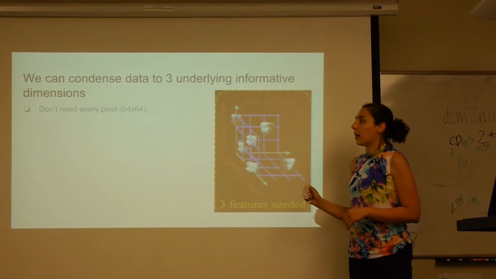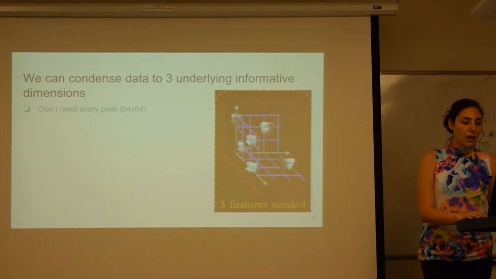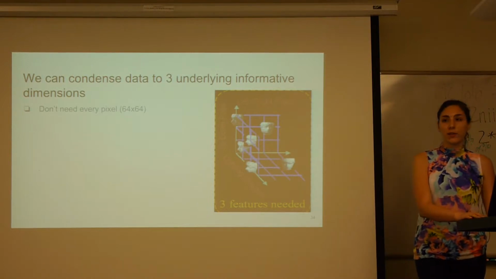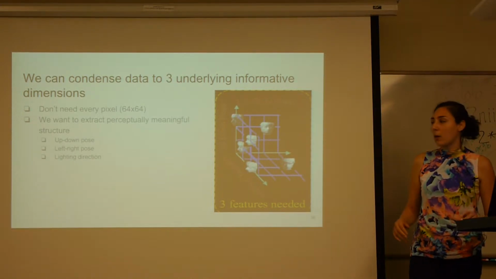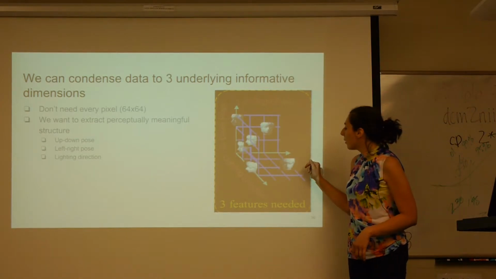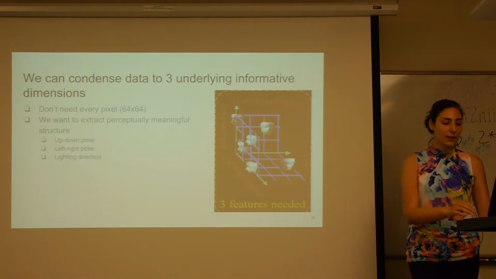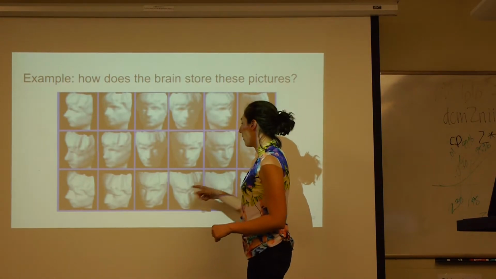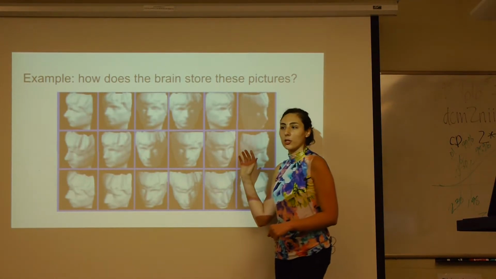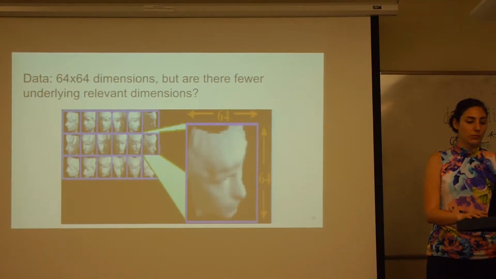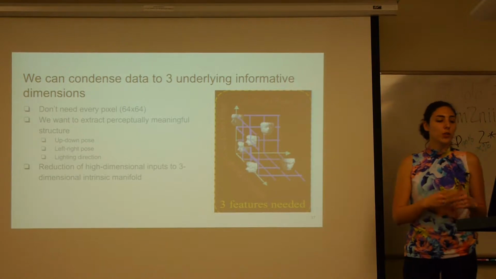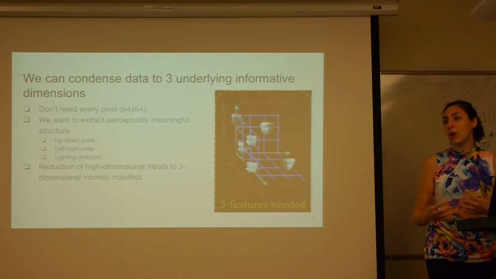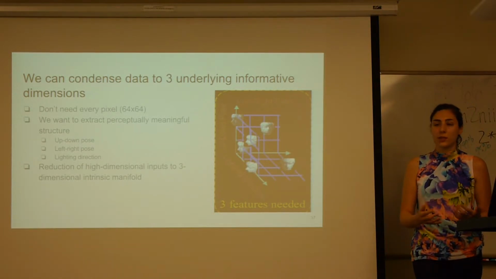So we can condense these 18 faces, or 64 by 64 pixels, into 3 dimensions, which are more relevant perceptually. So we have the up and down pose, the right and left, and the lighting direction. So if we go back to the faces, we have this up and down, left and right, and we have this shading information also. So we can reduce the 64 by 64 space into just 3 dimensions that can help us discriminate between the faces a lot more easily than the 64 by 64 dimensions.